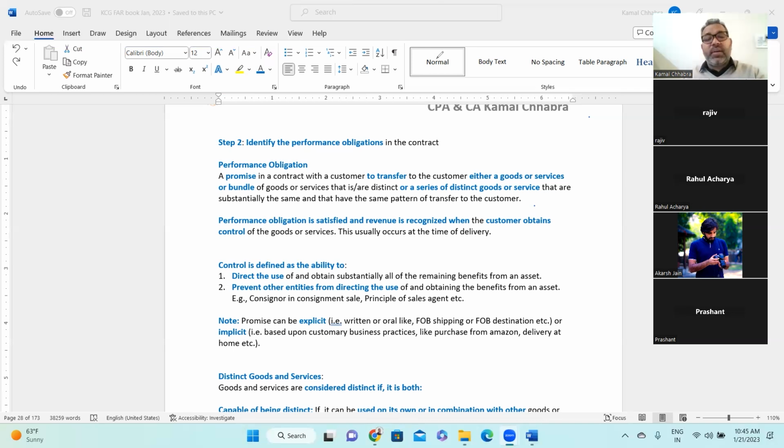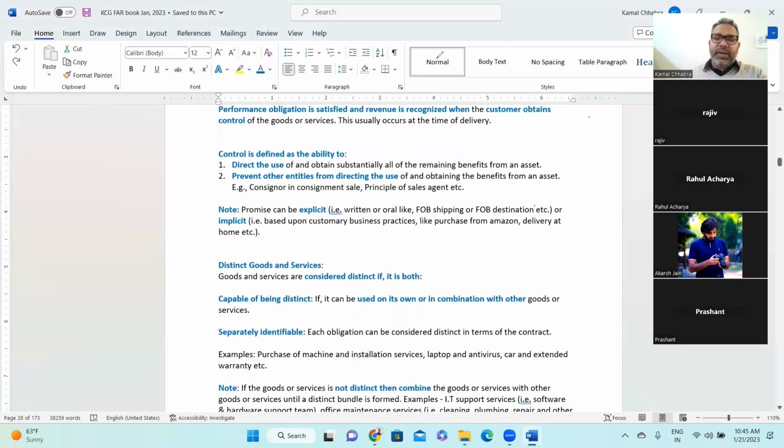So now the thing is that control is defined as the ability to direct the use of, and obtain substantially all of the remaining benefit from, assets. Second is to prevent other entities from directing the use of or obtaining the benefit from the assets. So here, if you see, there are three major things. For example, you have purchased a laptop, right? Now you have a right to use it, right? So if you see, first point, direct the use.